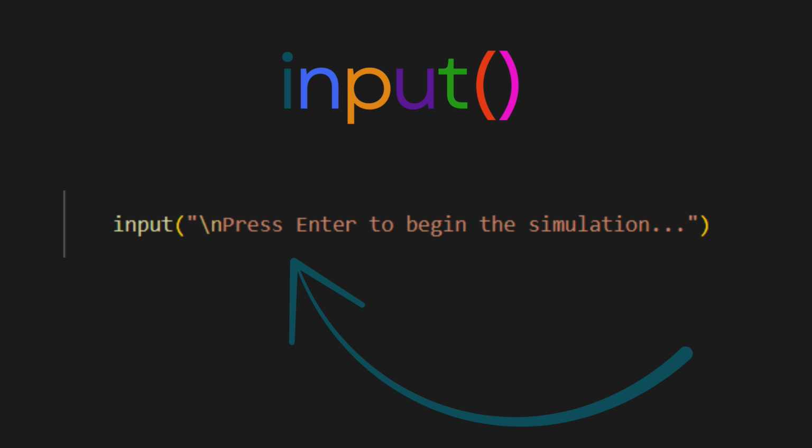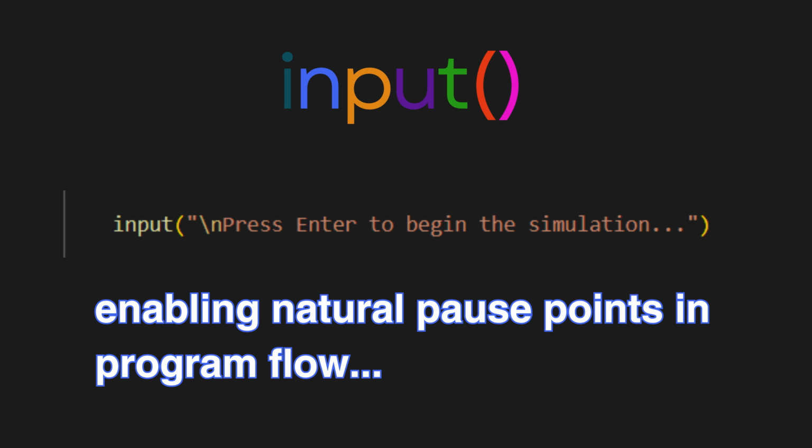The input function displays that prompt message to the user. Program execution completely stops and waits. The user sees "press enter to begin the simulation." Nothing's going to happen until that user presses enter on their keyboard because the program is stopped. It is just paused until this action happens. This creates interactive programs that respond to user control.